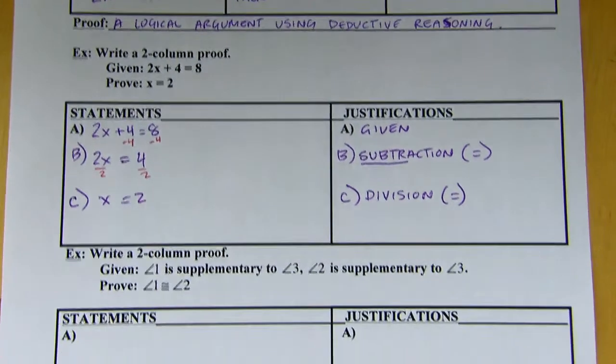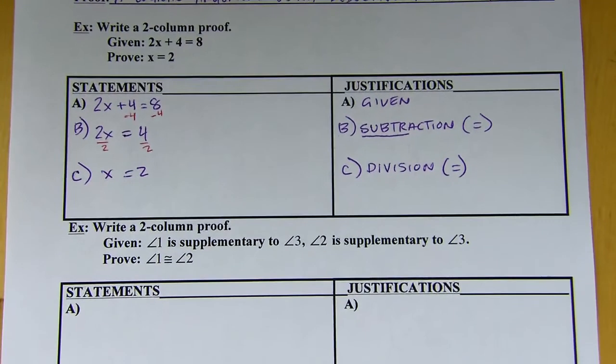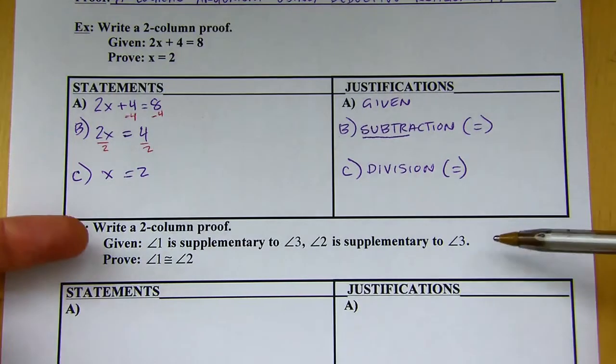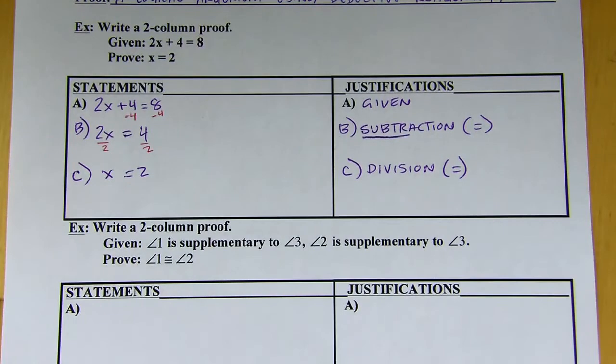Okay, so let's move on to an algebraic proof, a geometric proof, I should say. It just means we've got some geometry here. This isn't algebra, right? It's not using variables and arithmetic.